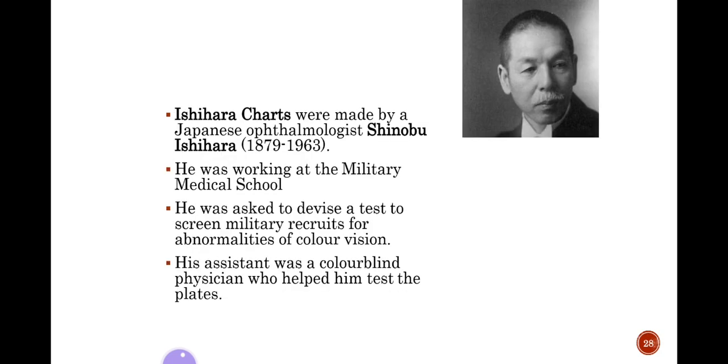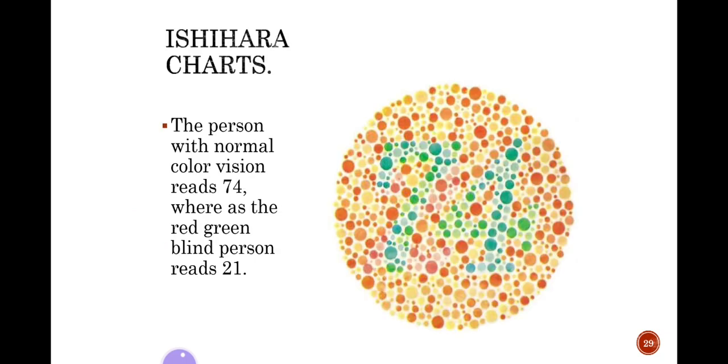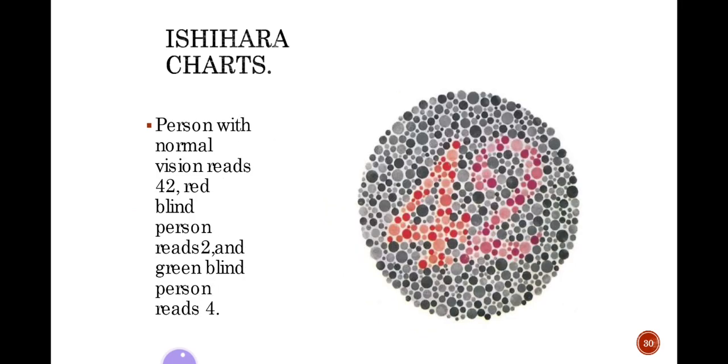Actually, the person who made this chart was Ishihara. Here is the man shown. These are the Ishihara charts. In one example, a person with normal color vision reads it as 74, whereas a red green blind person reads it as 24, as he will be unable to see that color. Likewise, a person with normal vision will read it as 42, a red blind person reads 2 and a green blind person reads 4.